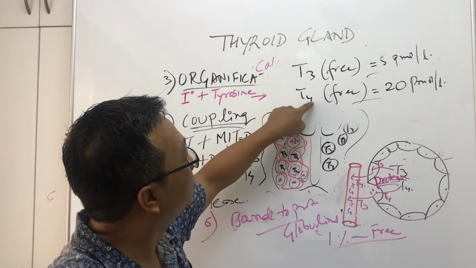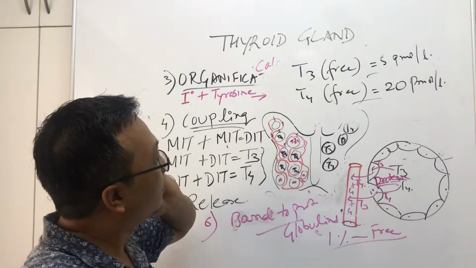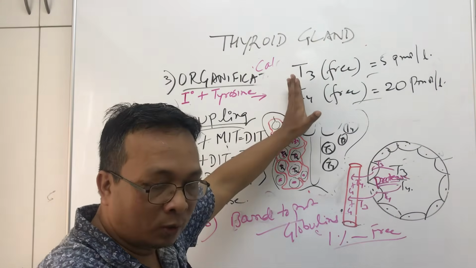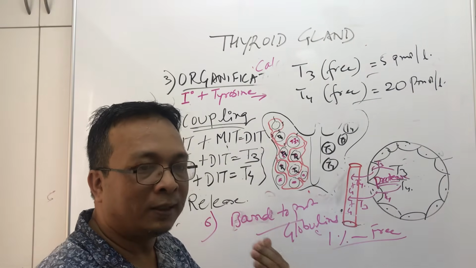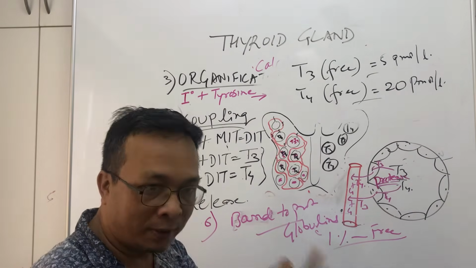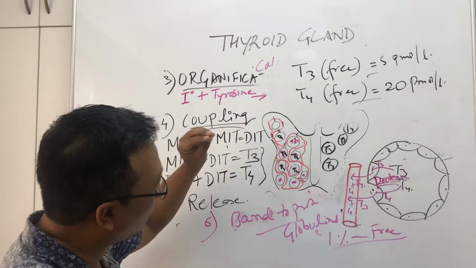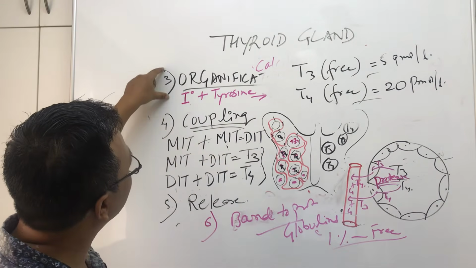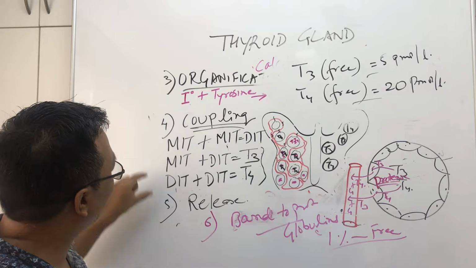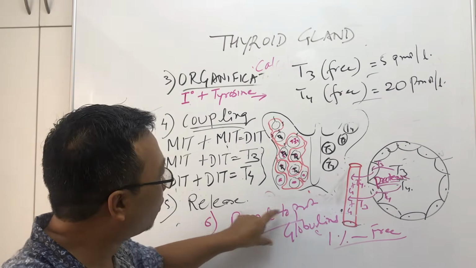So what we are talking about is the free T3 and T4 hormones, right? Anyway, I am recapping the mechanism of synthesis of thyroid hormones. Number 1 step is iodide trapping. Number 2 is oxidation. Number 3 is organification. Number 4 is coupling. Number 5 is release. Number 6 is binding to proteins.